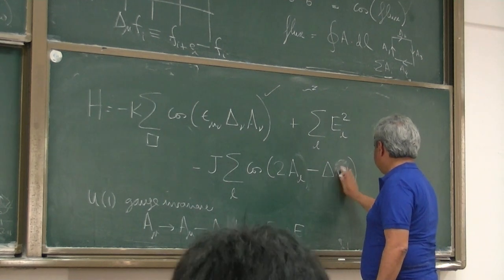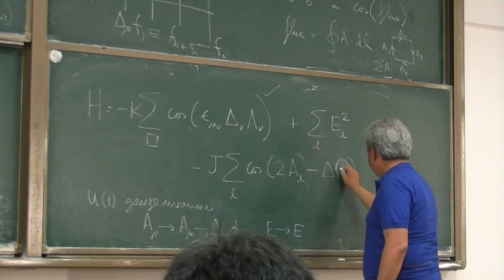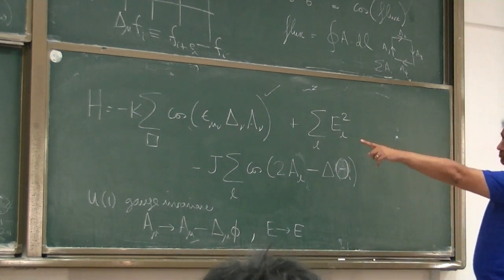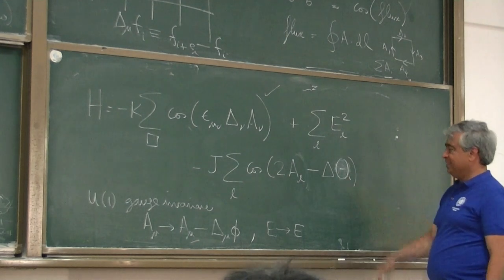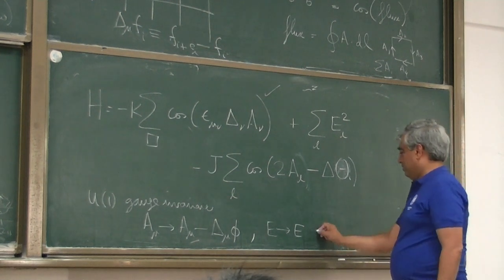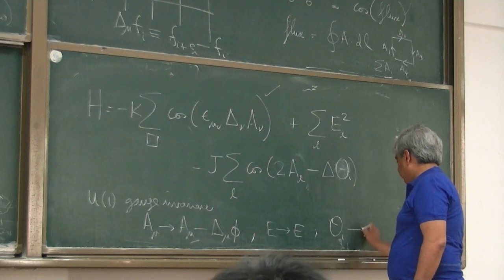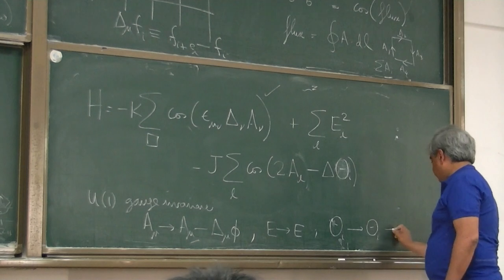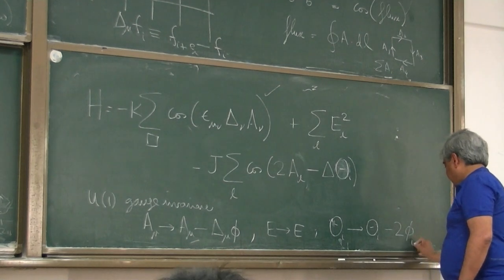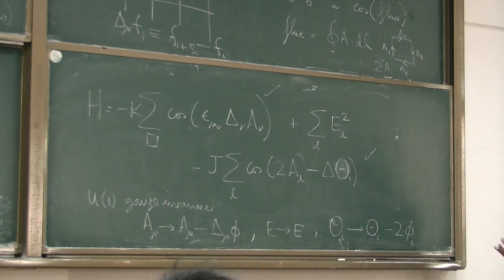I can't write capital theta, so I'll try to write capital theta, so as not to confuse it with that thing. Okay, so I introduce another phase. And then I see that if capital theta I goes to capital theta I minus 2 phi I, then this term is gauge invariant. So just by hand I put this term in, and now everything becomes gauge invariant.